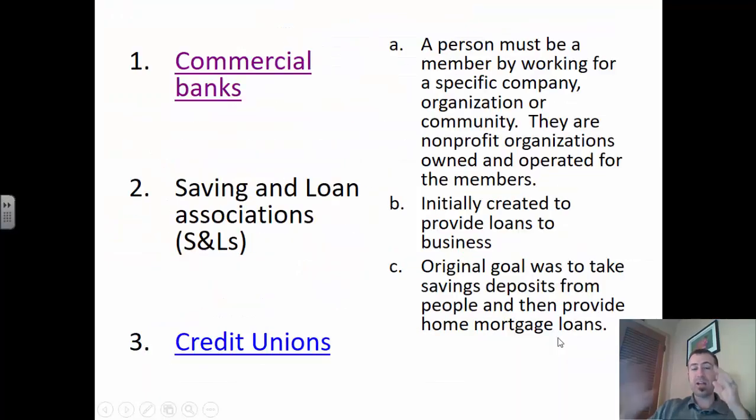All right, so now let's see. Can you take a moment, pause the video, and match up the correct definitions with the correct terms? Pause the video now and do it.